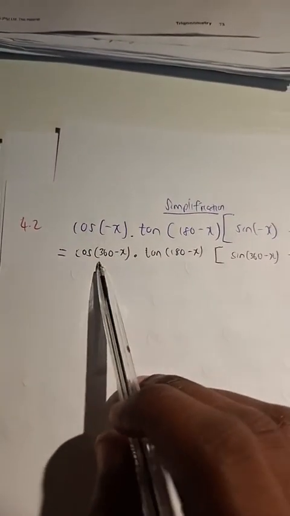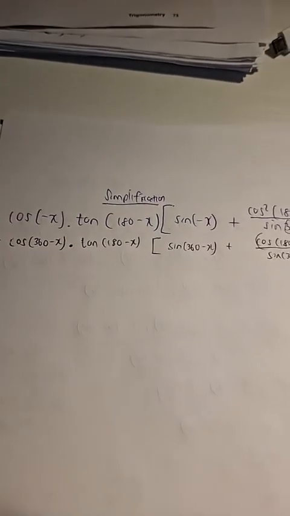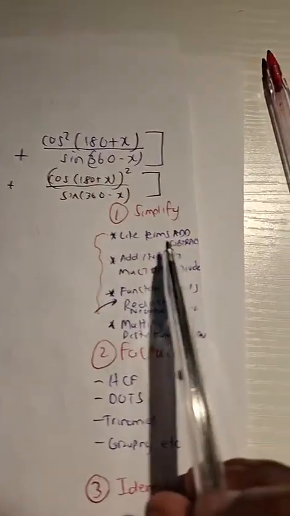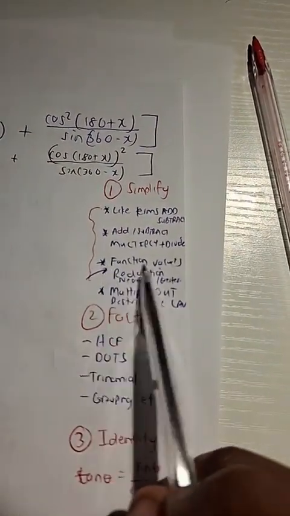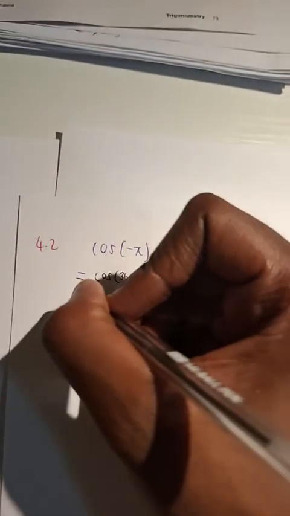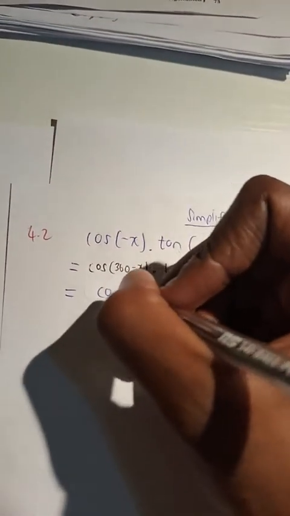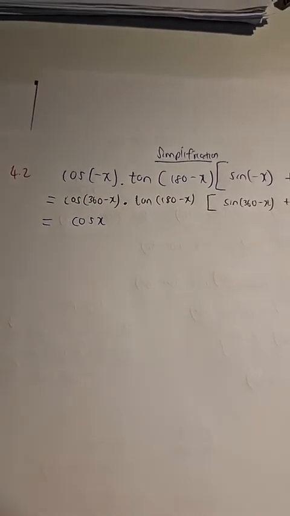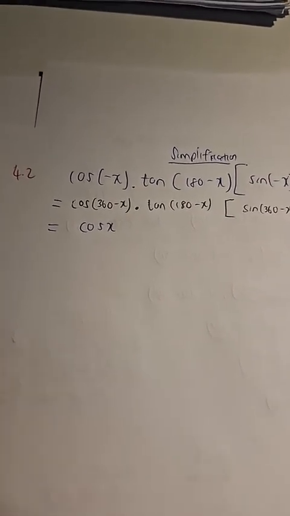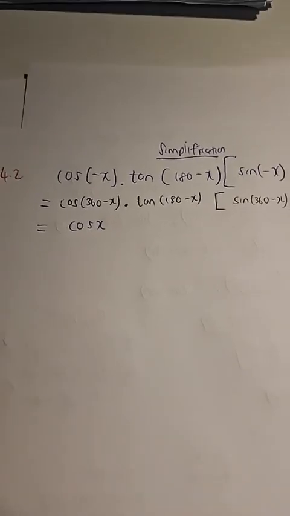Okay, 360 minus, let's evaluate the function values, guys, because we have no like terms, addition and subtraction, multiplying and dividing. Function values, that's the simplification we need to do. So 360 minus x, in the fourth quadrant, how is cos? Cos is positive. My first mark is in the bag, just from evaluating that cos. 1 mark is better than 0, guys.